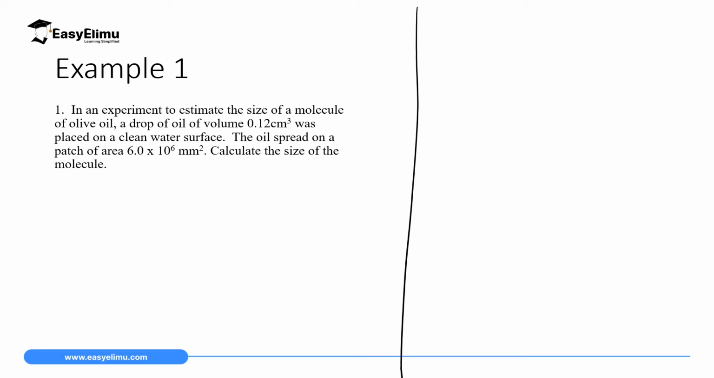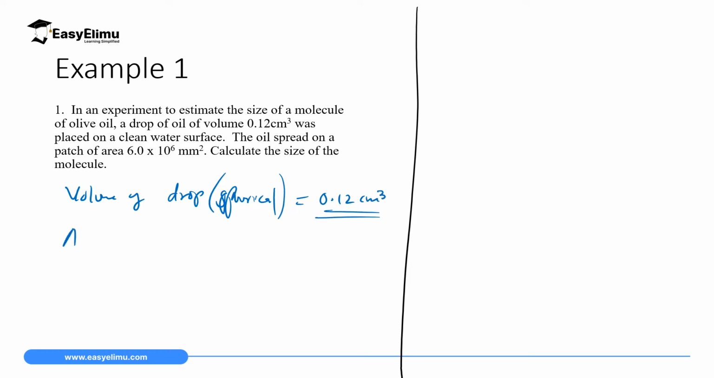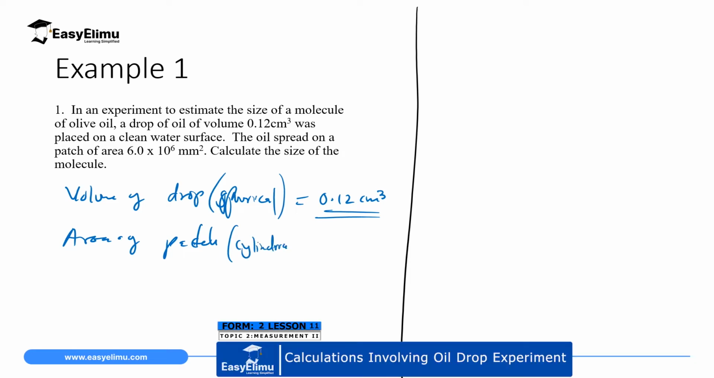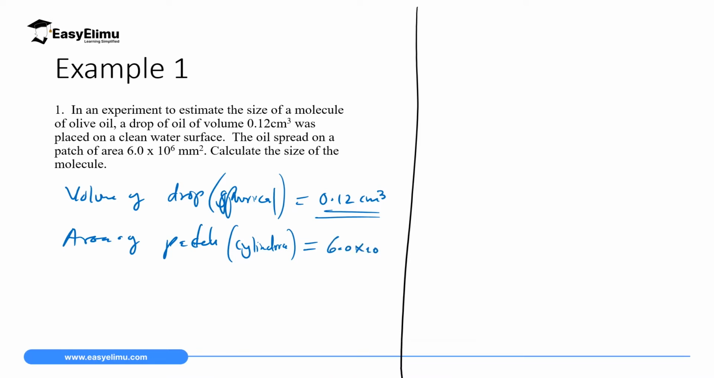So in this case, we write down what we have. We have the volume of the drop, and this drop is spherical. Remember that it's spherical, and we have that volume as 0.12 cubic centimeter. Then we have the area of the patch, and this patch, remember, is cylindrical, and this area, which is the cross-sectional area in this case, is 6.0 times 10 raised to power 6 square millimeter.